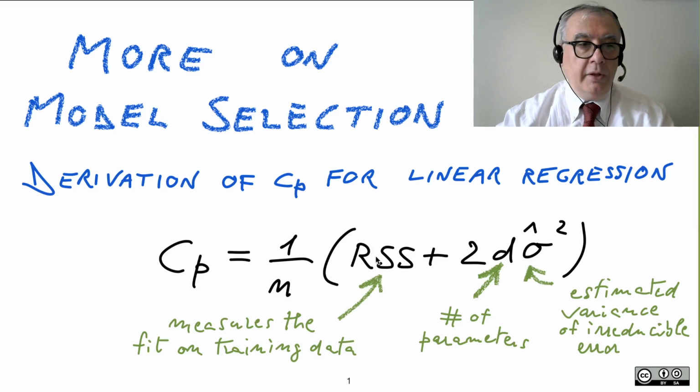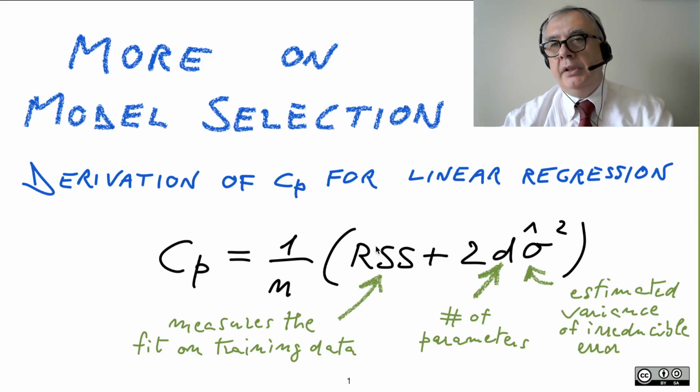Okay. In this lecture, we go back to model selection and we give some more details on the so-called Mallows CP. In particular, we want to give the derivation of this criterion because this is useful to see how the bias variance trade-off works in some detail for linear regression methods. And I will just review what Mallows CP is.